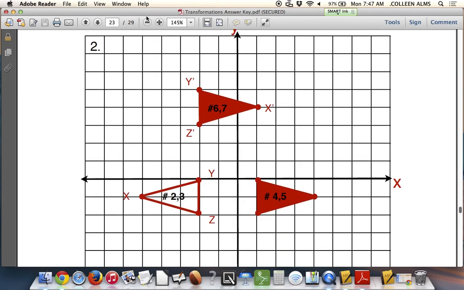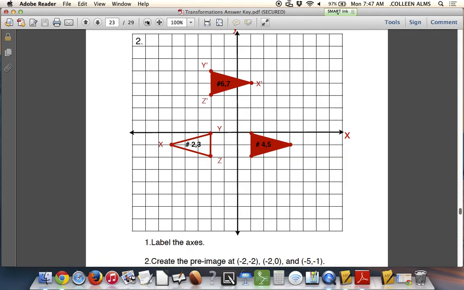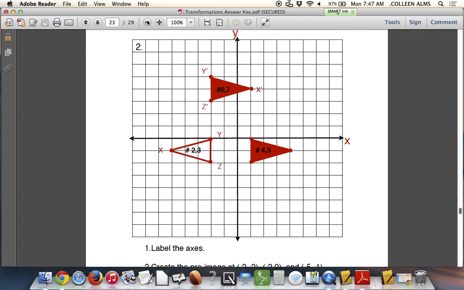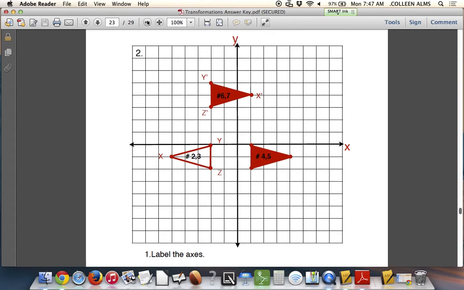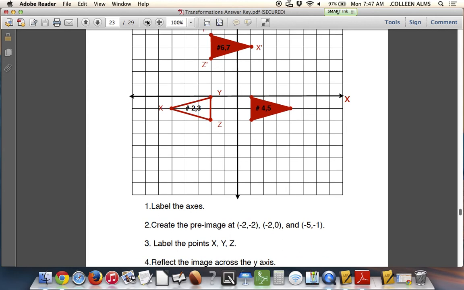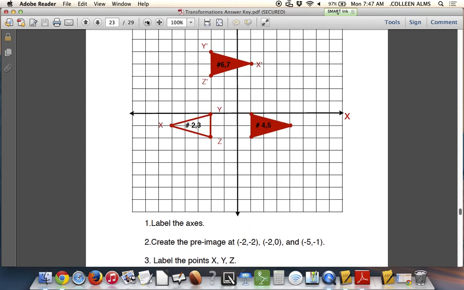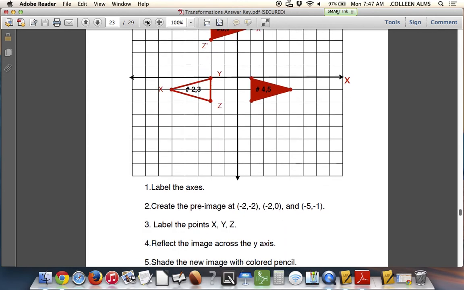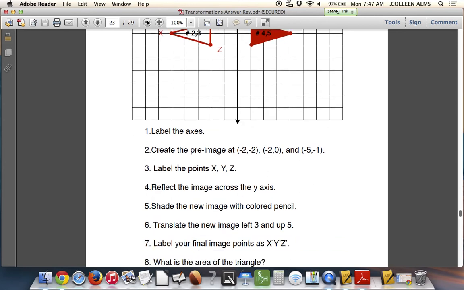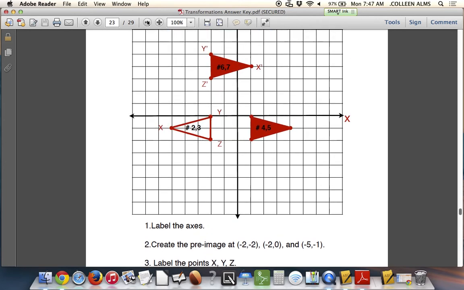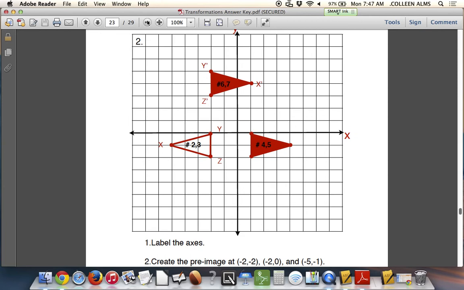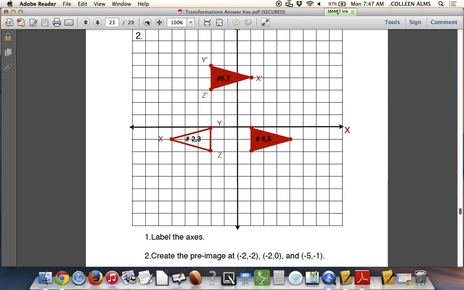Here is, I'm going to shrink this a little bit. There we go. And obviously you can see the pre-image and then the reflection, and then you're translating it 3 and up. So number 2. And finally number 3.